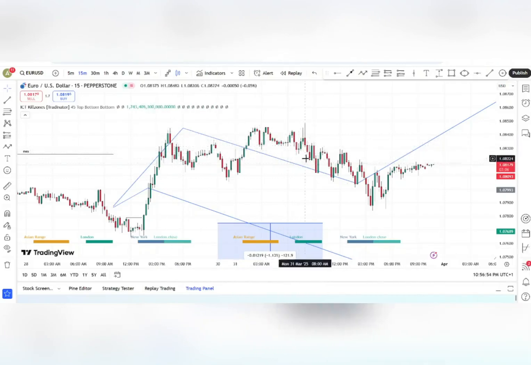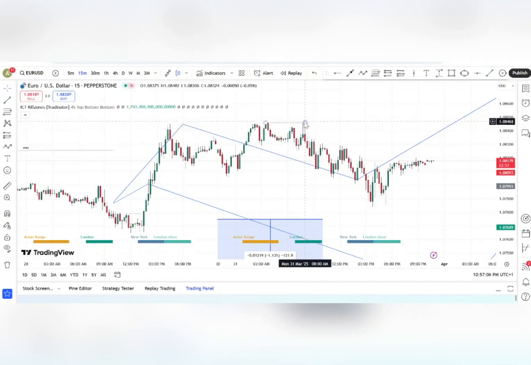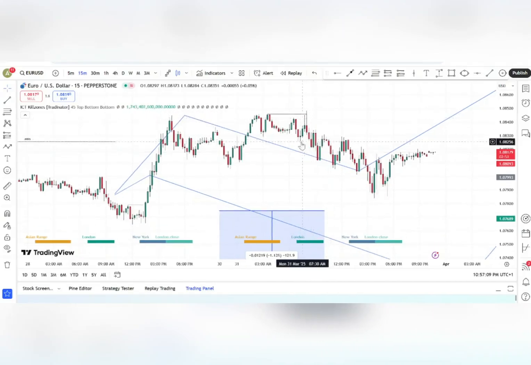During the London Open, what do you see? You saw the market, what is this? This is weak. You saw the rejection. So this is what now? This is manipulation. Hope you get my point. It went up, it did not break structure, manipulation. Then what happened? It now broke structure here.